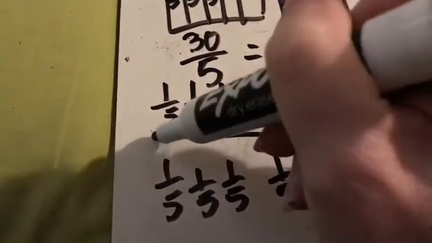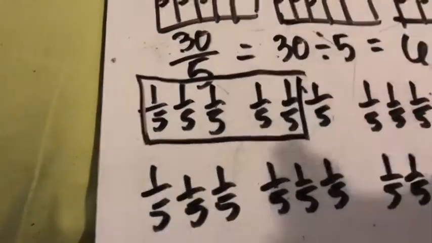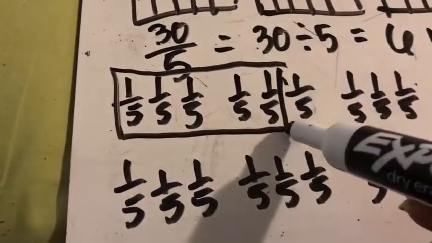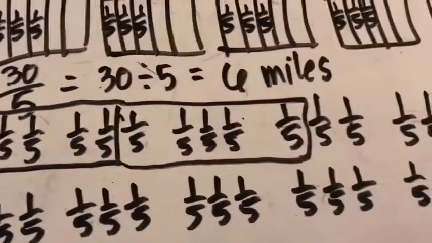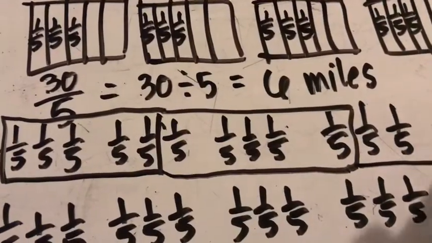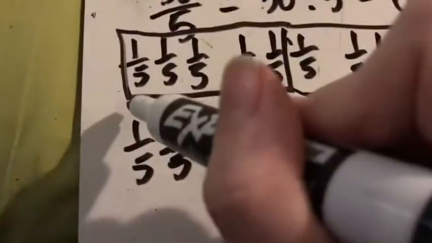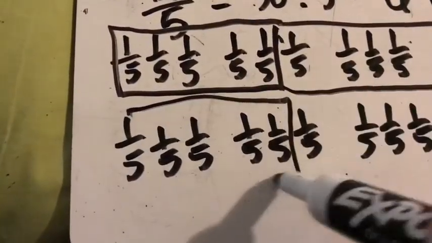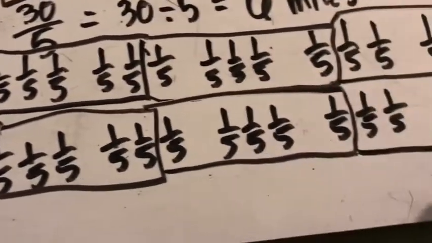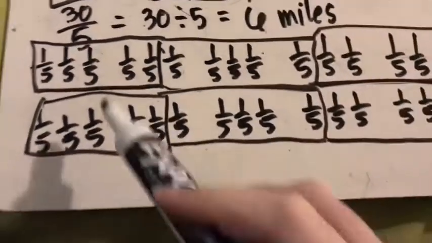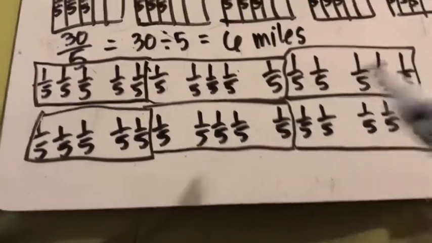So if I box these 5/5 together, I know that's the same as 1 whole. And then this is another 5/5, so that's the same as another 1 whole. And this would be another 1 whole. And let's see, this is another 1 whole. This is another 1 whole. And this is the last 1 whole, which would be 1, 2, 3, 4, 5, 6 wholes.